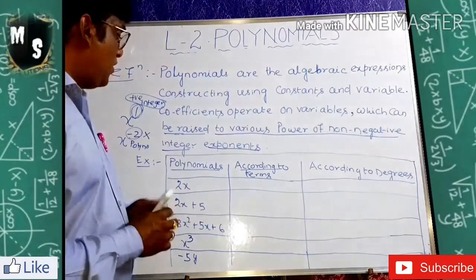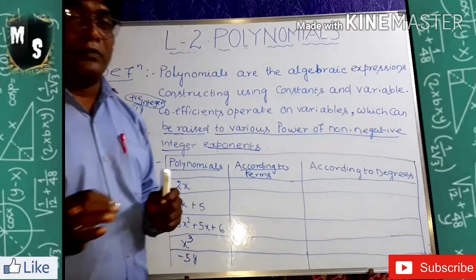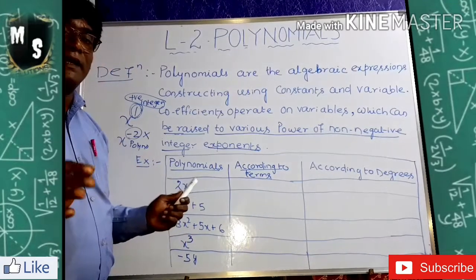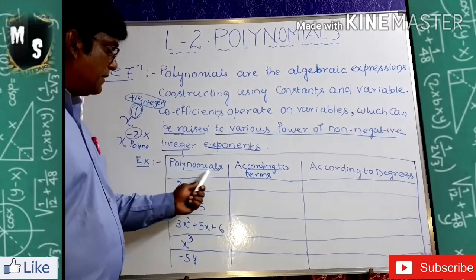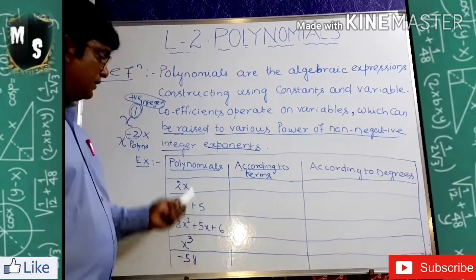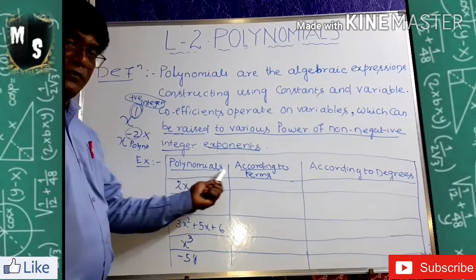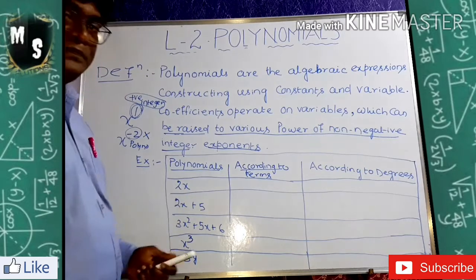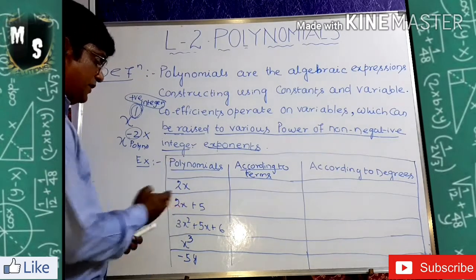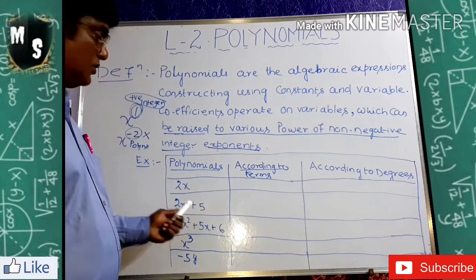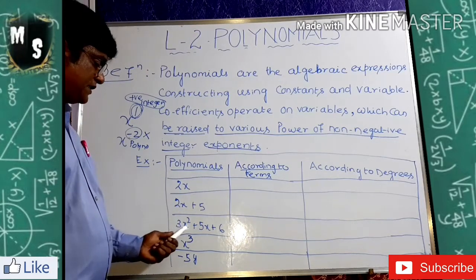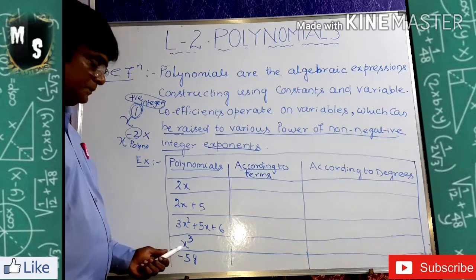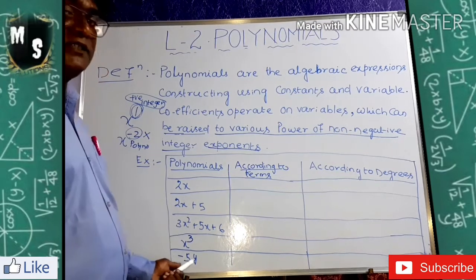Now, I draw a table for you all to give an example. By example, you can understand it nicely again. Look at it. Some expressions are written for you. In this column, I am saying them as polynomials. So what are those expressions? First expression is 2x. Next, the second expression is 2x plus 5. The third expression is 3x square plus 5x plus 6. The fourth expression is x cube. The fifth expression is minus 5y.